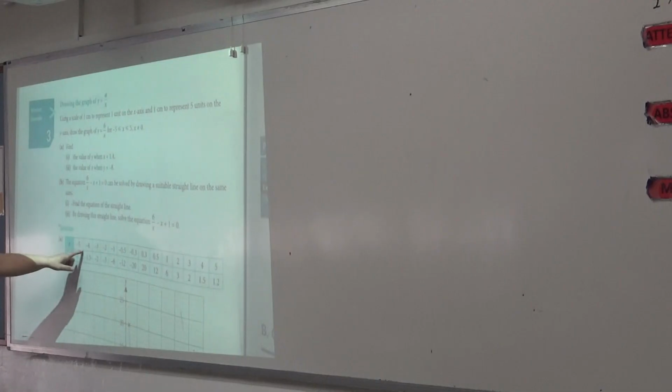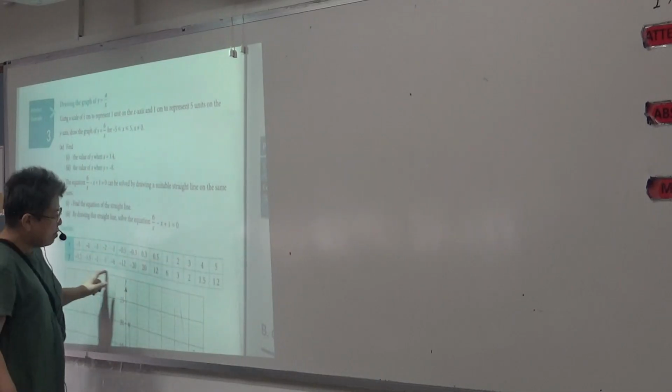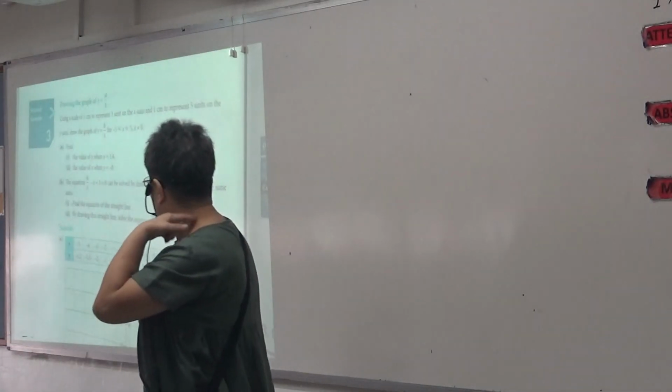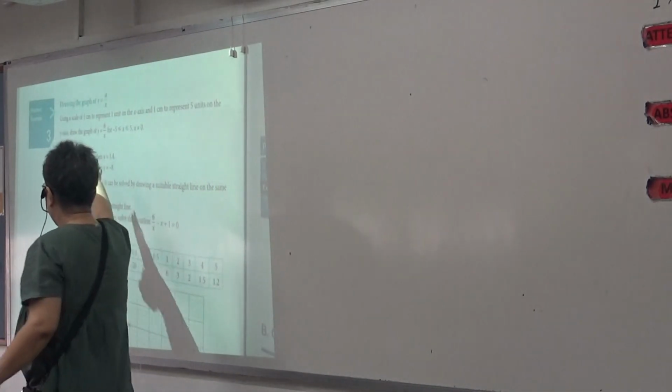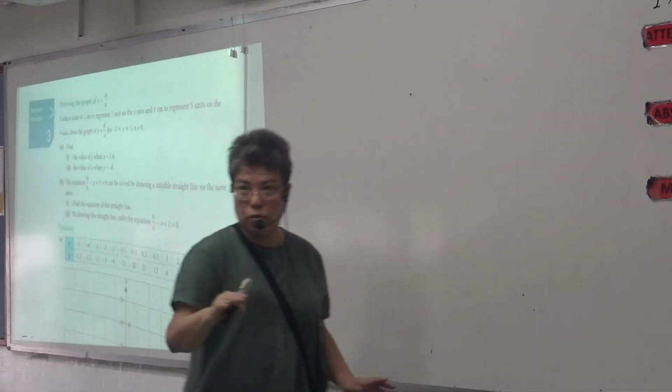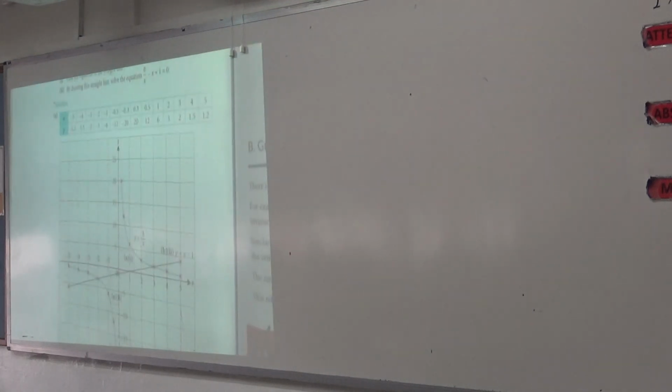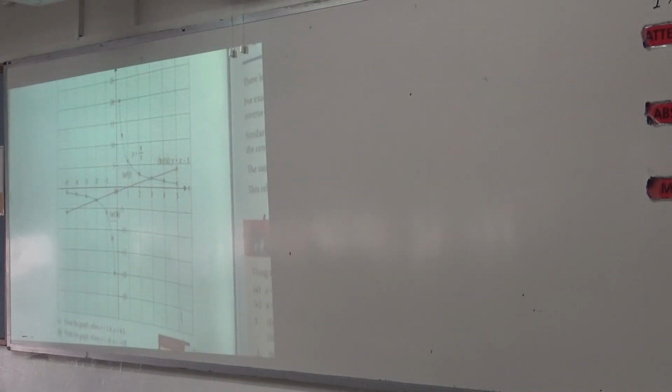Now, using a scale of 1 cm to represent 1 meter on the x-axis and 1 cm to represent 5 meters on the y-axis, draw the graph of this. Okay? So, can you see? They give you the whole range, and then they find out the values. Then they plot the graph. Now, from A onwards, I will refer to your question. I'm going to zoom in onto the graph. All of you look at the graph that they have drawn.